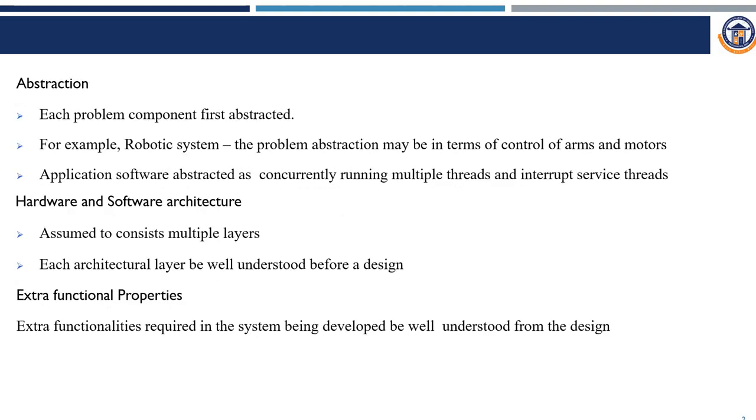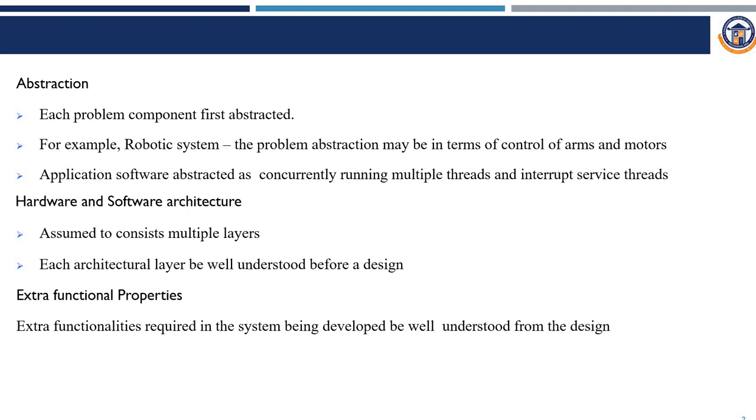So now we are going to see the basic steps that are to be considered while you're designing your system. First one is abstraction. Each problem must be first abstracted. For example, when you take a robotic system, the problem abstraction may be in terms of controlling the arms and motors. Next, hardware architecture that are needed.